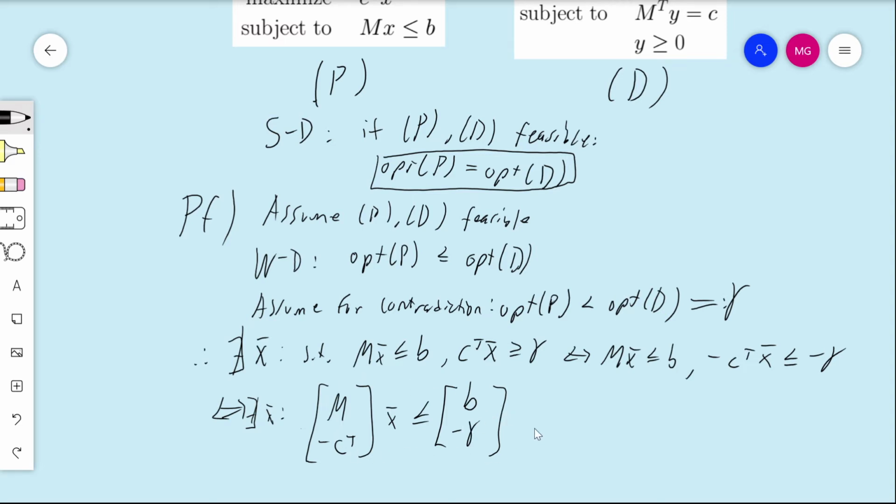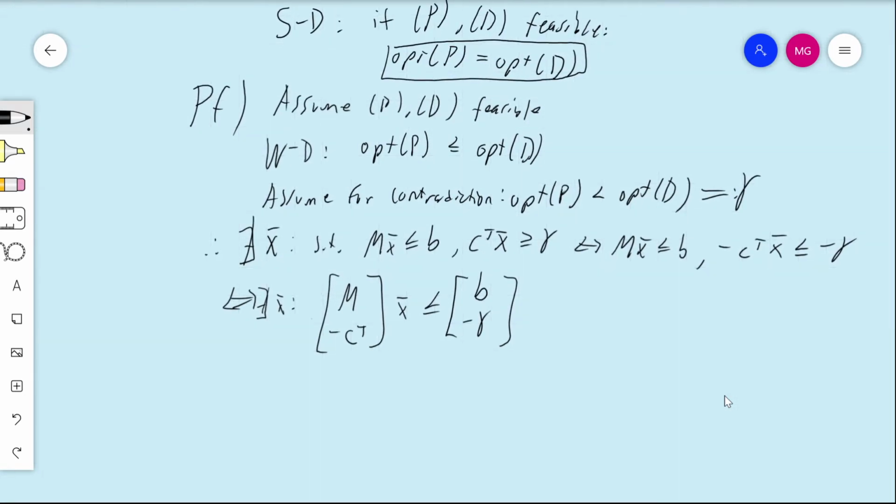And so this overall system of a matrix times x bar being less than or equal to this vector cannot be satisfied. Since it can't be satisfied, we can use Farkas lemma. What is Farkas lemma telling us in this case? It says that there must exist, I was going to call it y bar, but let's call it z bar for the moment, a z bar vector such that the transpose of this matrix, M minus C transpose, times z bar is equal to 0.